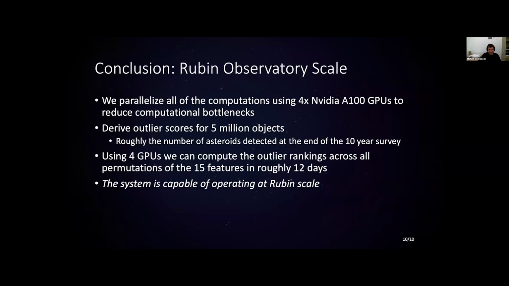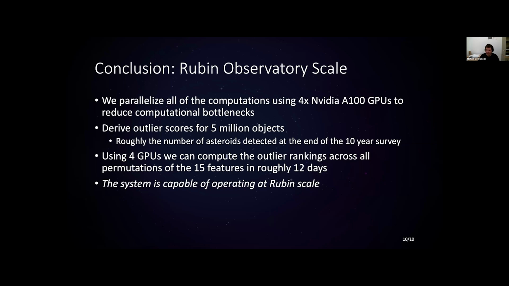Just to conclude, in terms of Rubin Observatory scales, this was on a 30,000 object data set derived using properties from ZTF. We've also parallelized all the computations using up to 4 GPUs to reduce the computational bottlenecks, because with these 32,000 permutations there's a lot of computation to do. We created a synthetic data set of 5 million objects, which is roughly the number of asteroids that will be detected at the end of the 10-year survey. We can compute all the outlier rankings across all the permutations of those 15 feature spaces in roughly 12 days. We're going to regenerate these rankings every few months and make them available to the community.